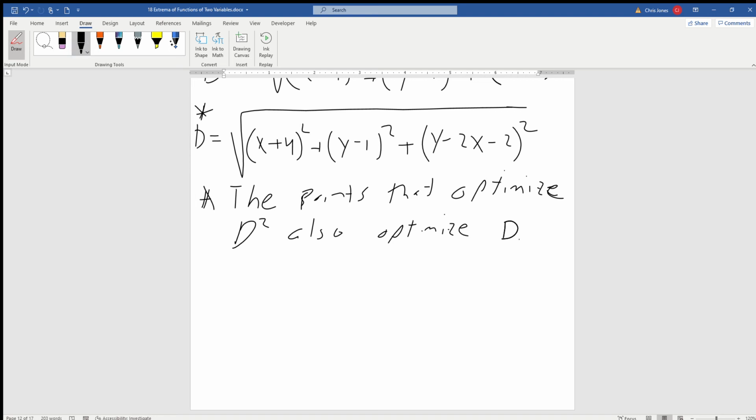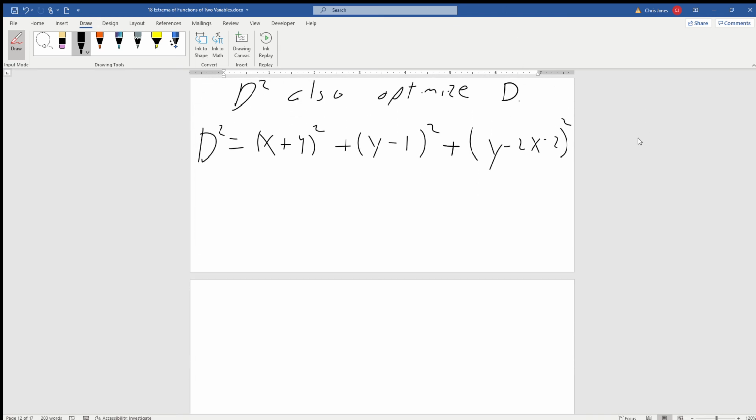All right, so knowing that, what we can do now is say that d squared is going to be equal to (x + 4) squared + (y - 1) squared + (y - 2x - 2) squared. And now it's much easier to find dx and dy. In fact, we're going to find d sub x, which is going to be 2(x + 4). This one doesn't matter because there's no x's, plus 2(y - 2x - 2) times the derivative of that 2x inside, which is -2. That's going to be equal to 0.